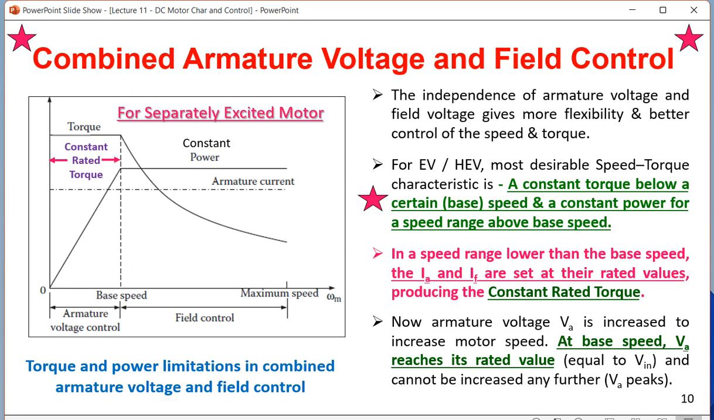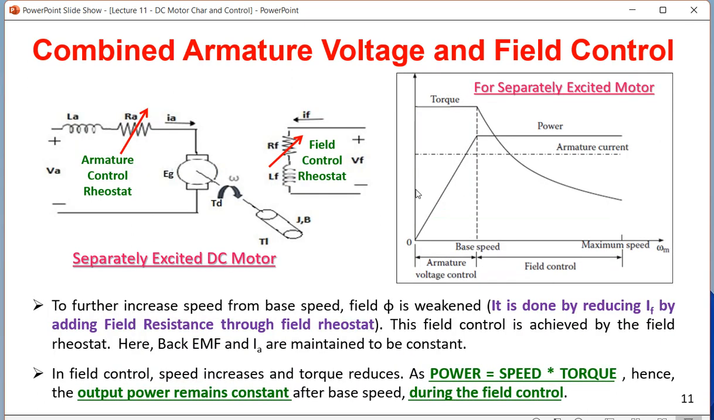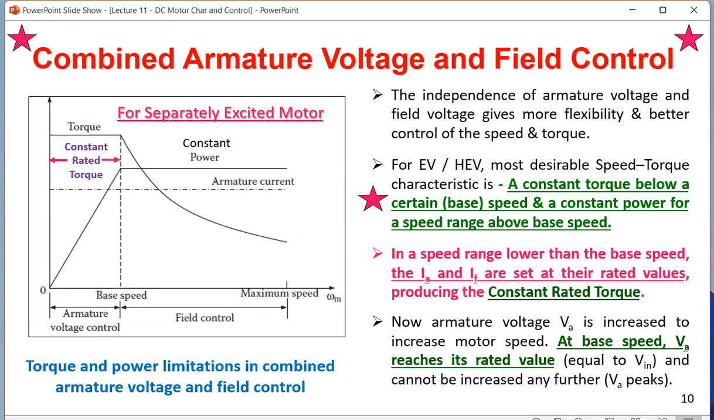At this point, the armature voltage VA has reached its peak. Now VA is fully connected to the motor. So this is called armature voltage control. The armature voltage VA is increased to increase the motor speed. At base speed, VA reaches its rated value. That means at this point the VA value is highest, equal to V in. Whatever V in you are giving is equal to VA, and it cannot be increased any further. So VA peaks.